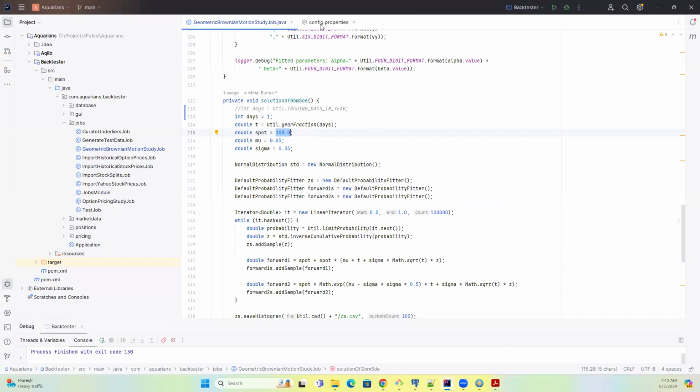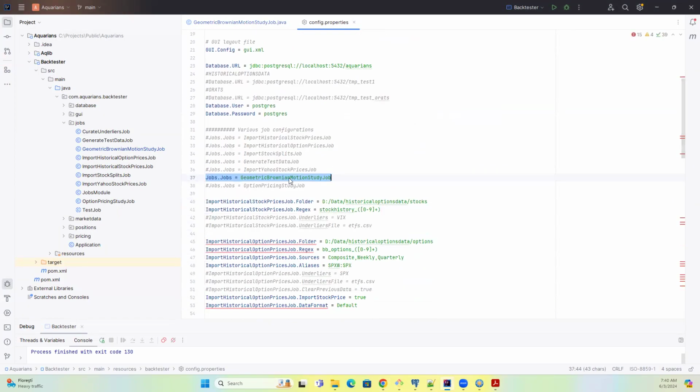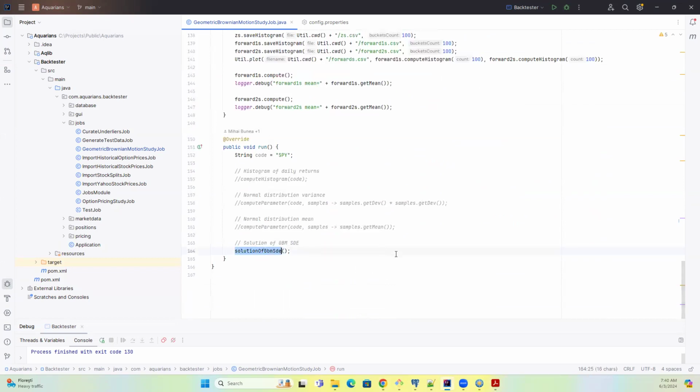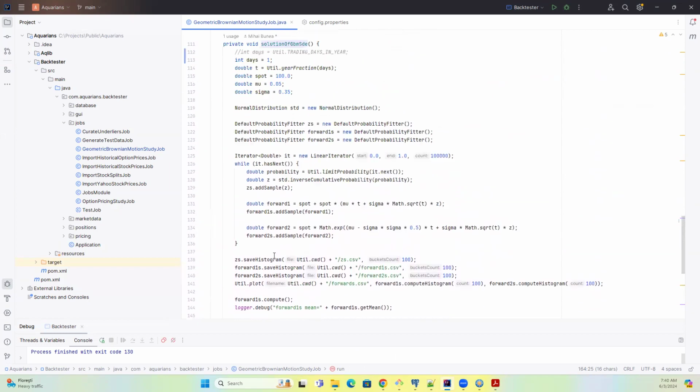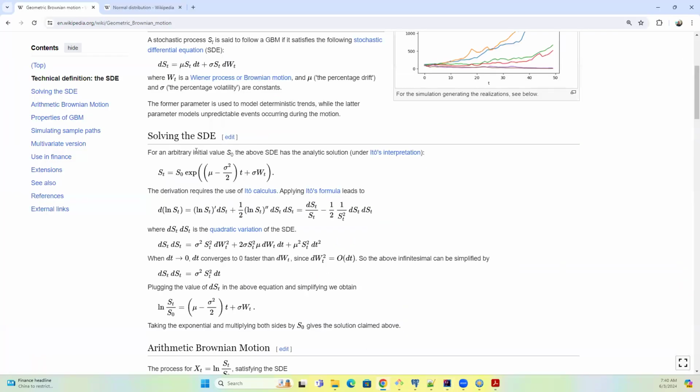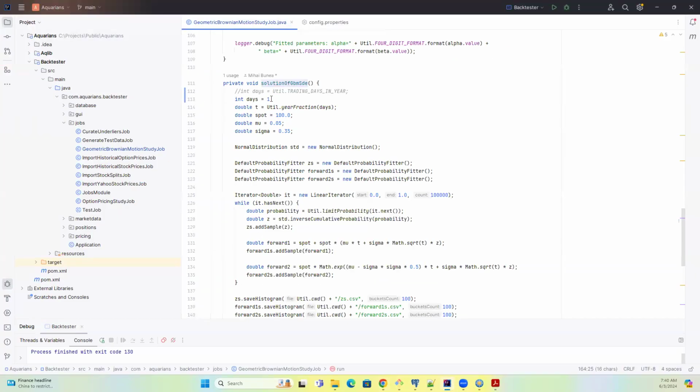So we configure the software to run this study job, which will start this class, and we enable solution of GBM SDE. And what are the parameters? We are going to play a bit with some parameters. We want to see the difference between these two formulas after, let's say, 1 day or 1 year. What's the difference between using one or the other?